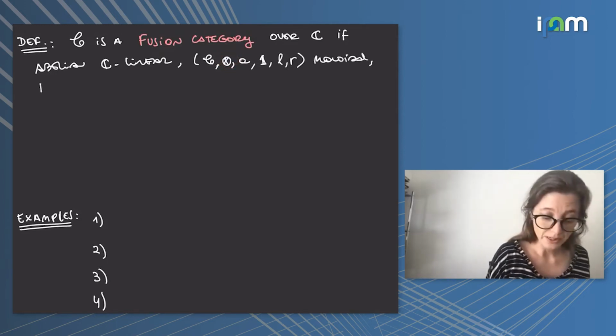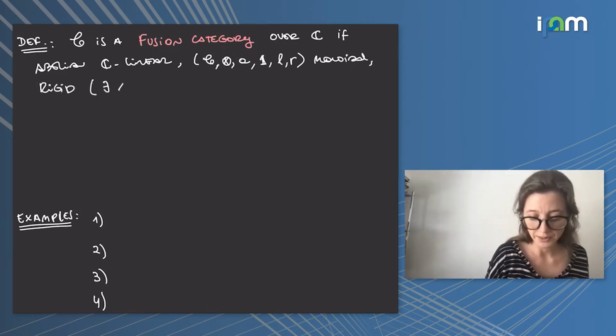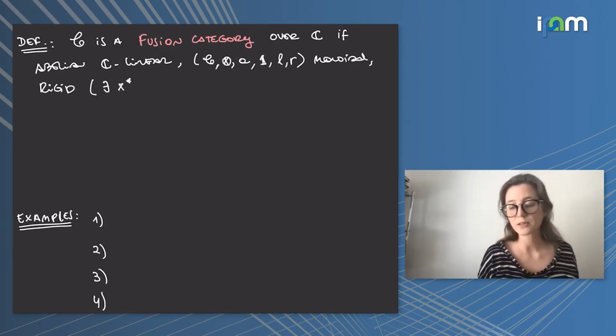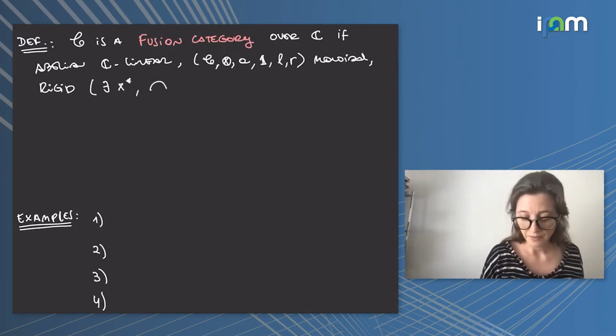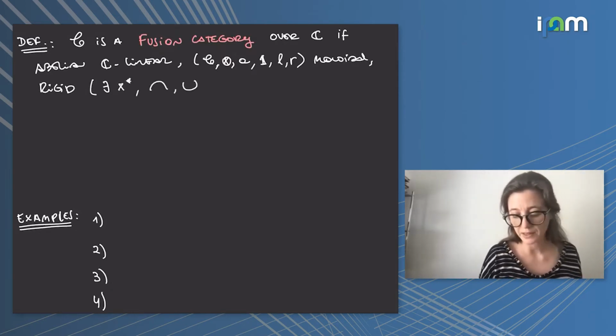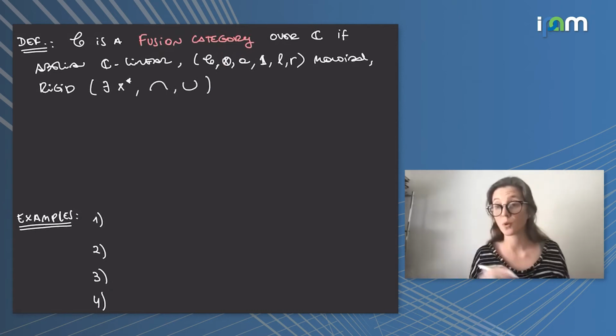It's also rigid, so we have duals for our objects, and they are not just duals, they have an evaluation and a co-evaluation map that satisfy some nice zigzag equations.